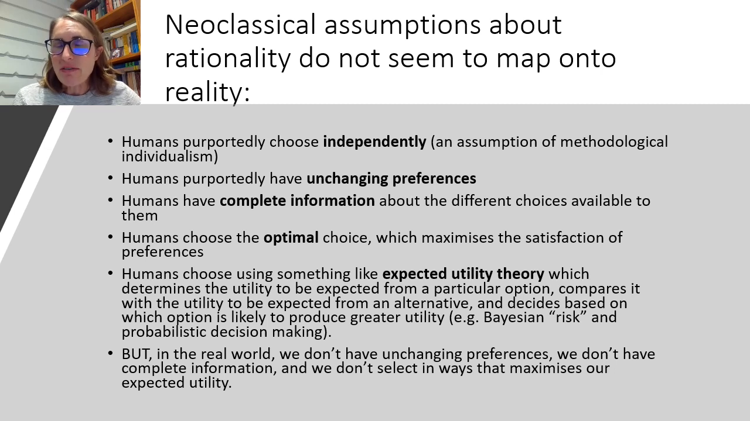Humans also have complete information about the different choices available to them. And we choose the optimal choice. We try to maximize the satisfaction of our preferences. An option that satisfies more of our preferences will be preferred by us to one that satisfies less. There's an assumption there that we go for optimization strategies. And neoclassical economists have sought to explain how we do this using deductive techniques.